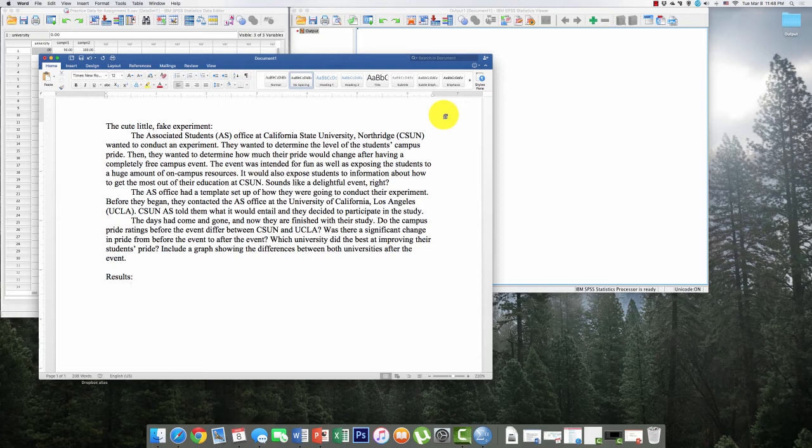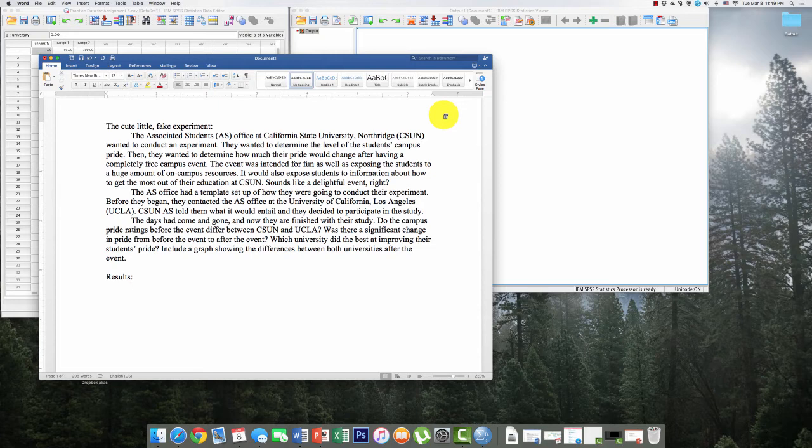The AS office had a template set up of how they were going to conduct their experiment. Before they began, they contacted the AS office at UCLA. CSUN AS told them what the study would entail, and they decided to participate in the study. They, referring to UCLA, sorry. The days had come and gone, and now they're finished with their study. Do the campus pride ratings before the event differ between CSUN and UCLA? Was there a significant change in pride from before the event to after the event? Which university did the best at improving their students' pride? Include a graph showing the differences between both universities after the event.